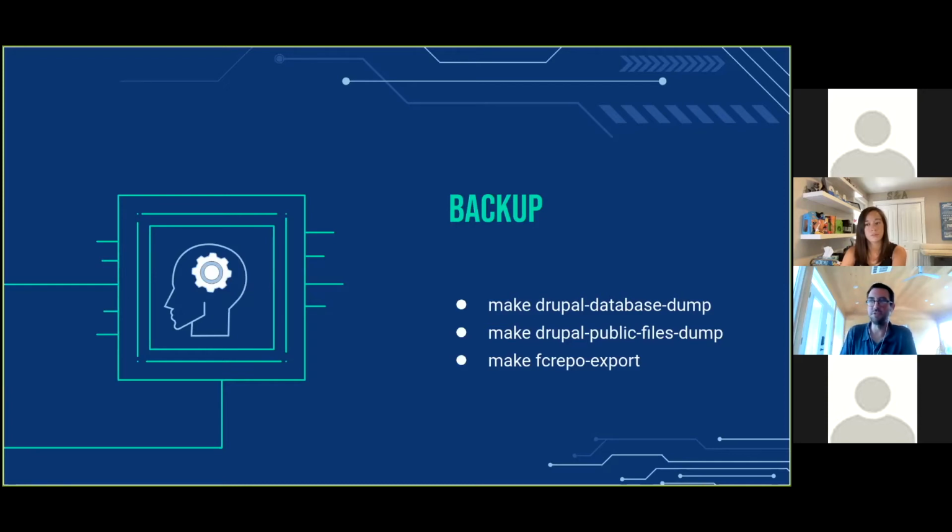So this uses all the basic tools. When you do a database dump, you're just feeding it the MySQL command to dump out your Drupal database. Public files is just going to tar it up and drop it off. If you do the FC repo export, you're going to use the FC repo import export tool to get it. And if you're on Fedora 6, you don't need that because you've got an OCFL file system to pull that out for you.